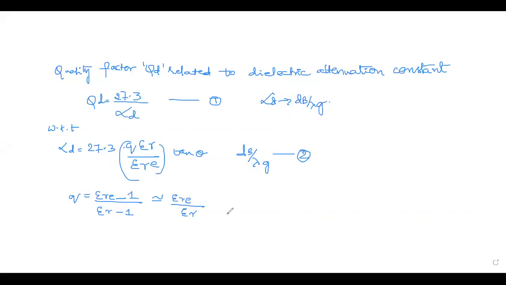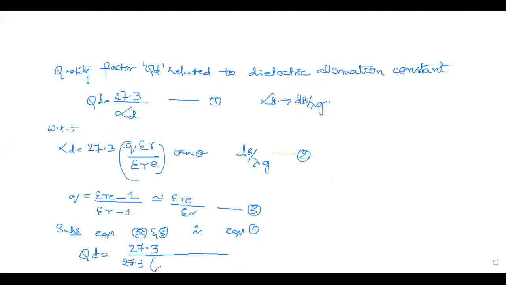So now if you substitute equation 2 and 3 in equation 1, you'll have the equation as QD is equal to 27.3 divided by 27.3. There is Q which you have to substitute, that is epsilon RE by epsilon R, and you have again epsilon R by epsilon RE tan theta.